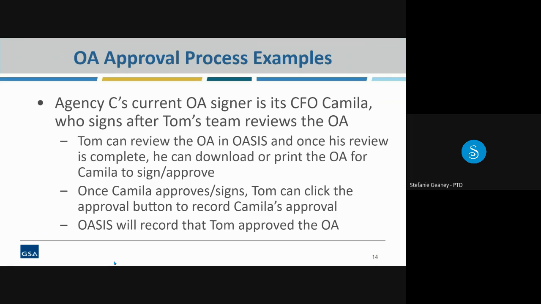Agency C's CFO prefers to sign OAs but won't be an OASIS user. She has a team that reviews OAs prior to her signing them, though, and that process can continue. Tom can review the OA in OASIS and download or print the OA for Camila's review. Once Camila signs the OA, Tom can click the Approve button in OASIS. Tom has the hard copy approved by the CFO, and OASIS records that Tom approved the OA.